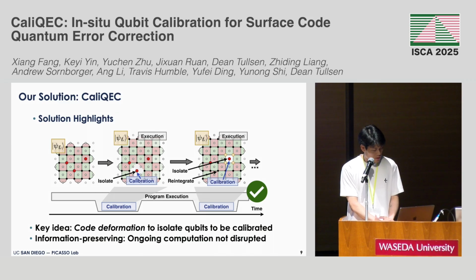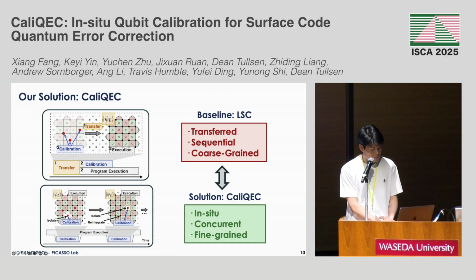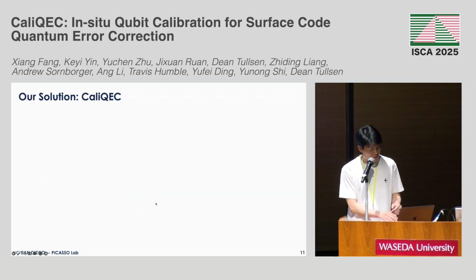So let's compare these two solutions. Compared to the baseline, our solution can achieve in-situ calibration without moving the logical states around, and it can achieve concurrent calibration along with the program execution. And finally, it's fine-grained, meaning when you calibrate one qubit, it doesn't affect the other qubits in the patch that currently don't need to be calibrated. So it's not hard to imagine that this will give a better performance in the evaluation part. But before that, let me give a little bit more details.